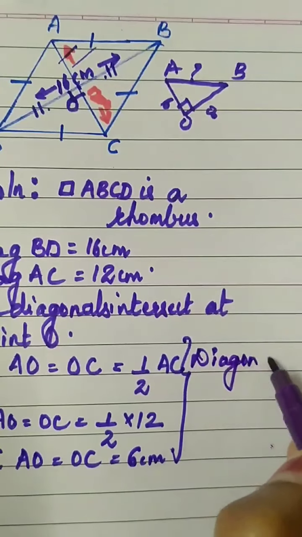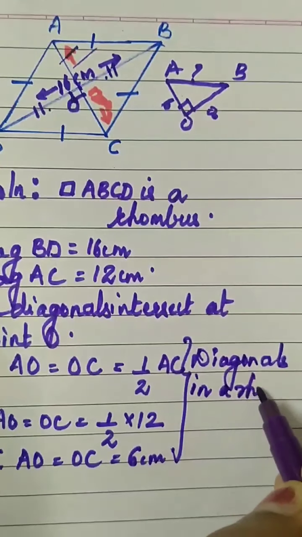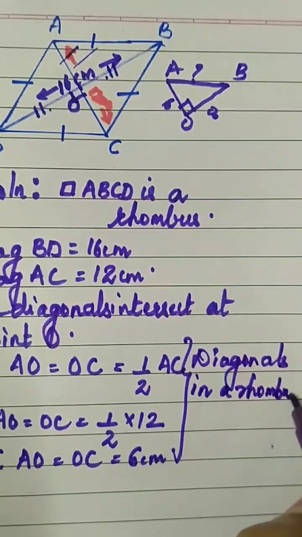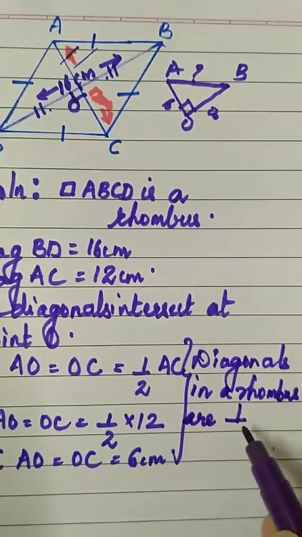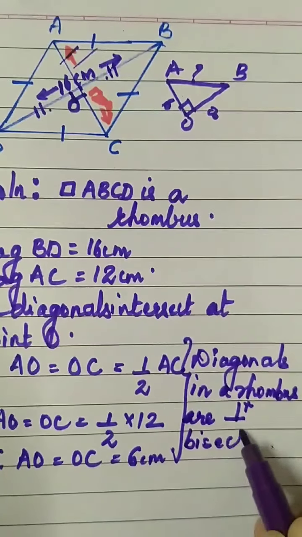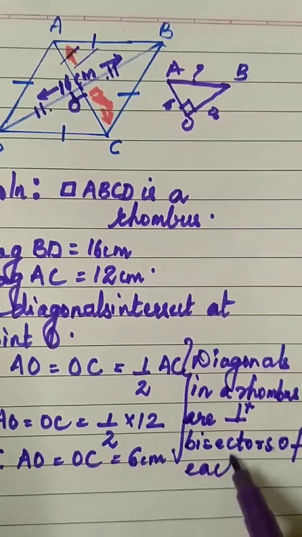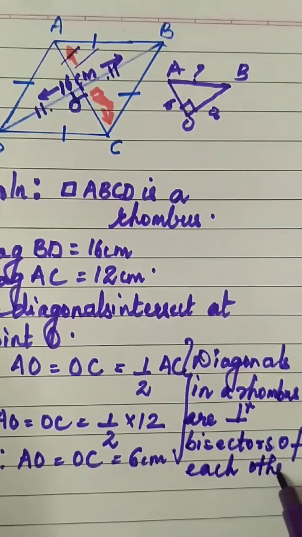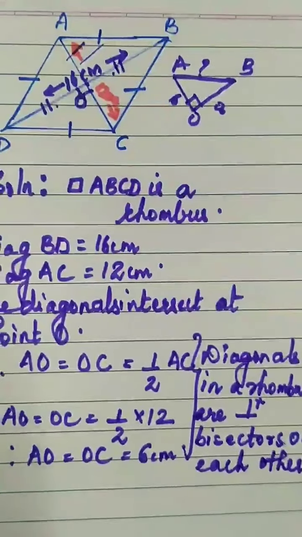Diagonals in a rhombus, both the property we will write. Diagonals in a rhombus are perpendicular bisectors of each other. They make a 90 degree angle and they divide the diagonal into two equal parts.